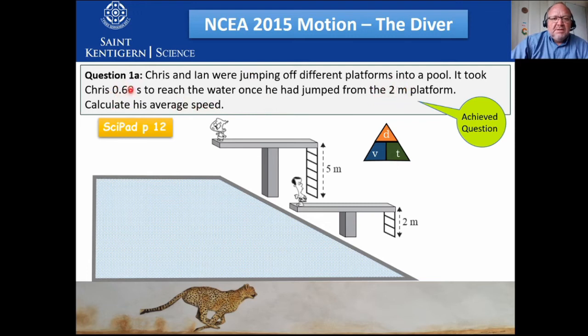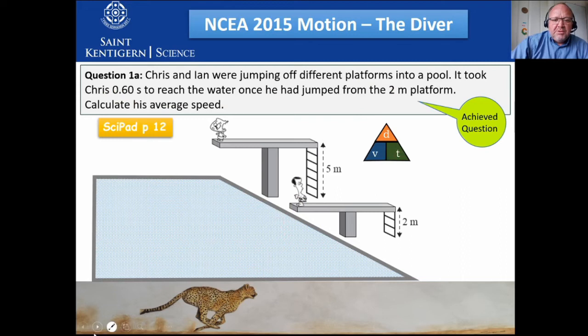Distance over time. The reason why they say average speed is, remember, when he starts to jump, he's not traveling at his maximum speed. His maximum speed is going to be reached once he hits the water. Oh, I see, I'm pointing to the wrong guy because this one is 5 meters. So here we go. This is Chris. Chris takes 0.6 seconds to jump in there. And this question was for achieved, so you simply take your distance and you put it over your time.